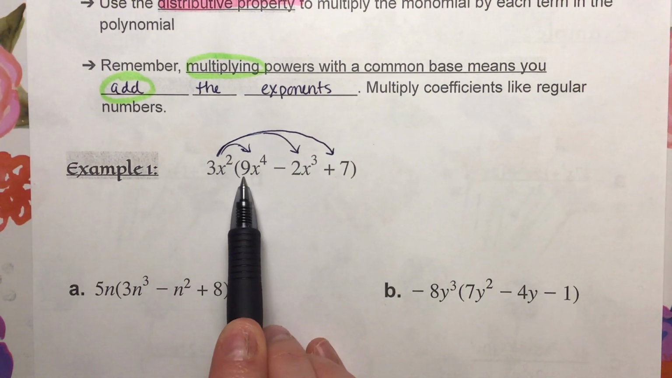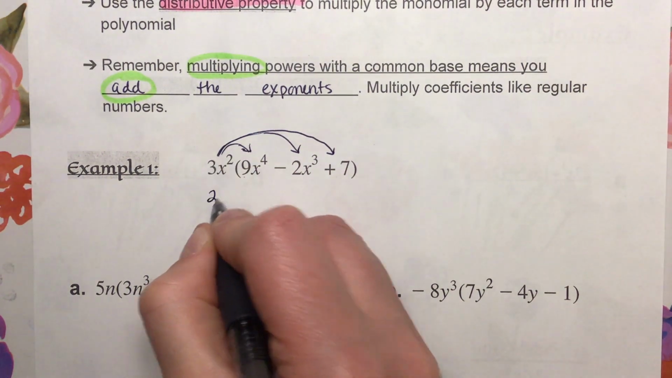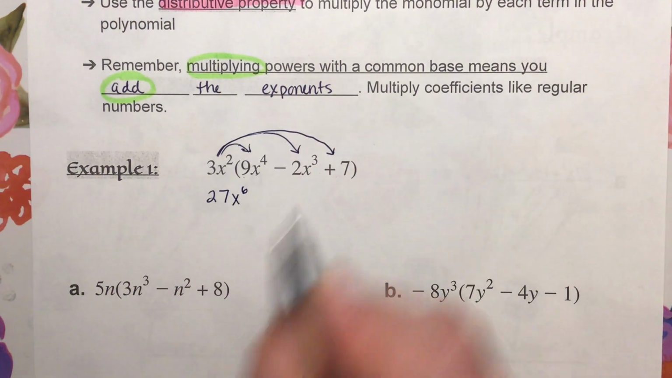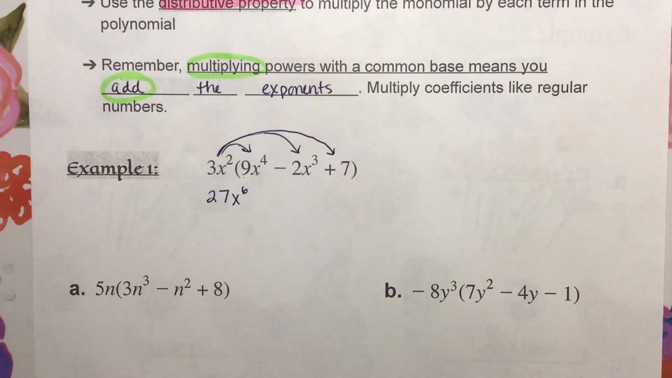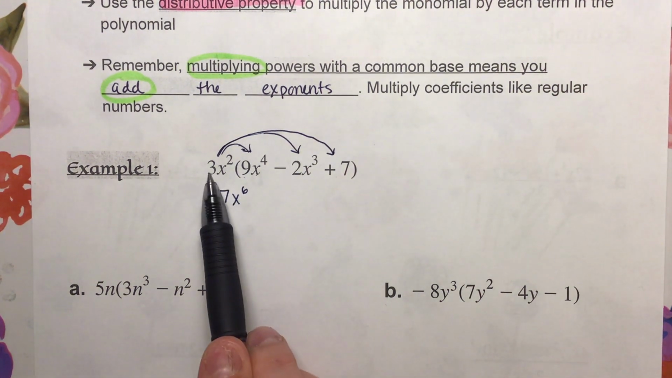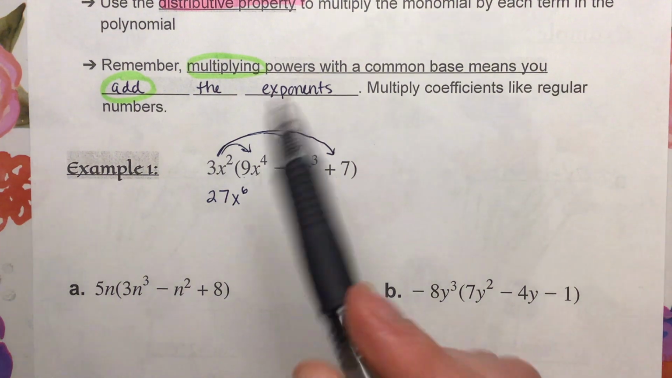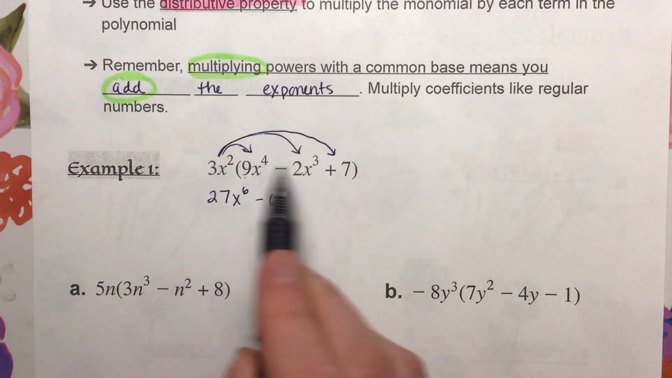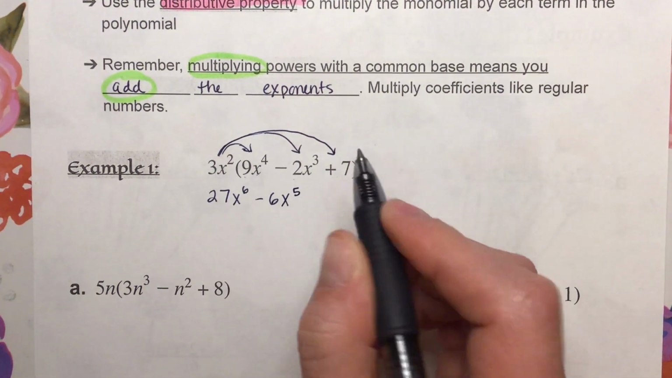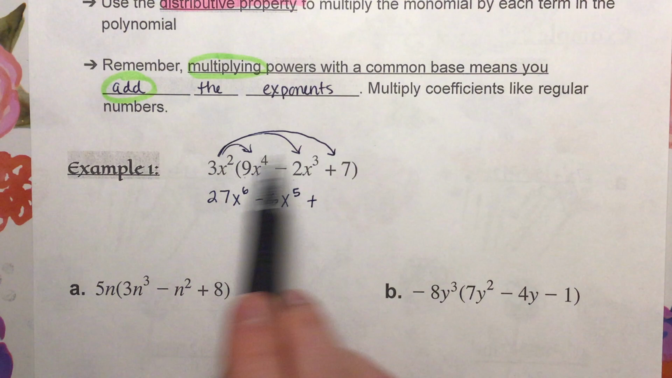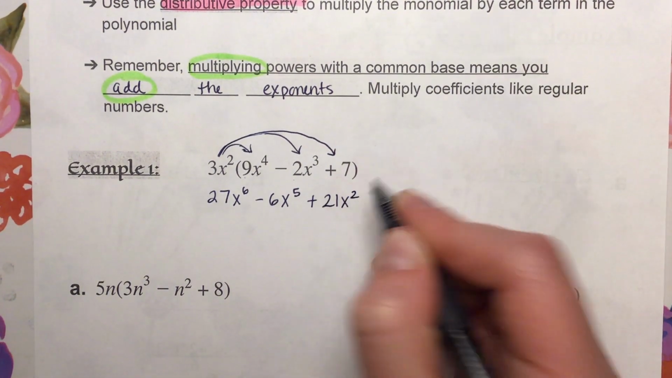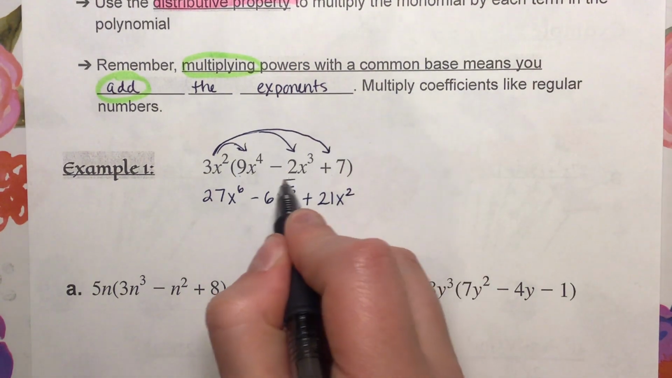So 3 times 9 is 27. X to the 2nd times x to the 4th is x to the 6th. Notice I took 2 plus 4 to get me x to the 6th. I did that because I'm multiplying. Do it again. So now I have 3x to the 2nd times negative 2x to the 3rd. So I'm going to have negative 6 because 3 times negative 2 is negative 6. X to the 2nd times x to the 3rd is x to the 5th. And then I have plus 3x squared times 7. 3 times 7 is 21. And then I still have that x squared. And there's my answer.